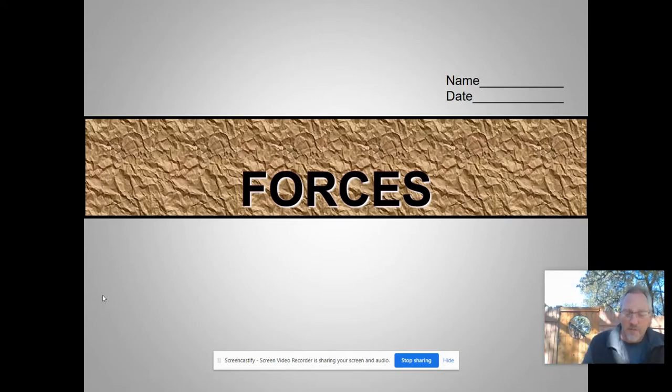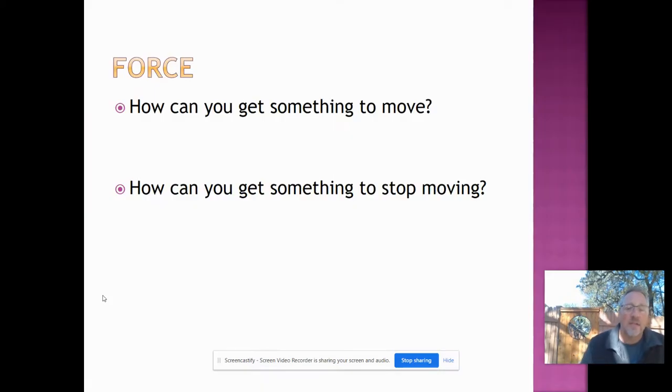But okay, forces. How can you get something to move? I know force, right? How can you get something to move? By moving it, right? Well, can you be more specific? Okay. How can you get something to stop moving? Things are moving all the time. How do they stop? How do things move? And how do things stop? Okay. Yes, through a force.